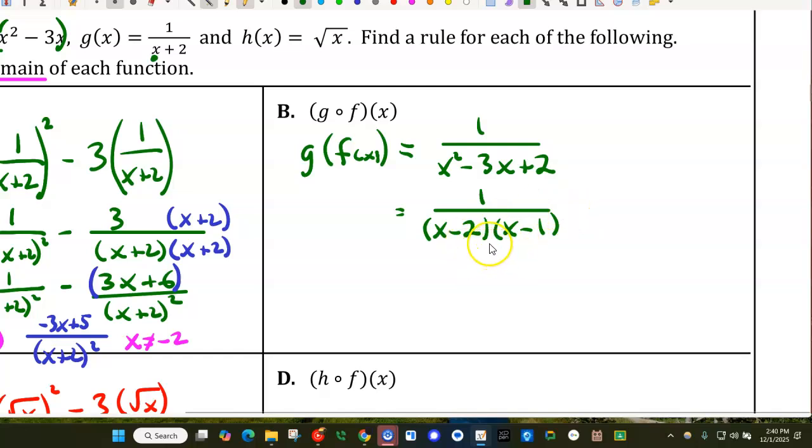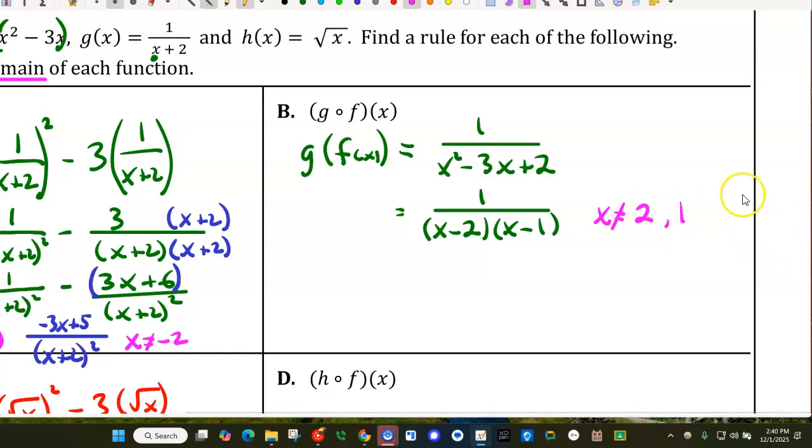And now we can see this is going to be equal to 0 at 2. So x cannot equal 2, and x cannot equal 1. That would make either of these 0. Can't do that. So once again, we have to write a statement that says all the numbers work except these.